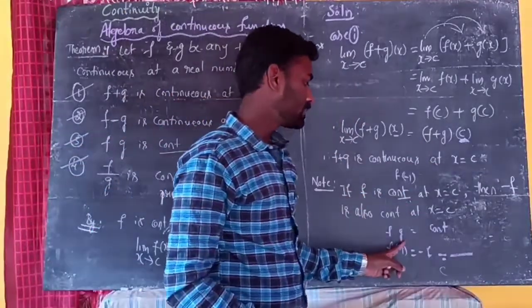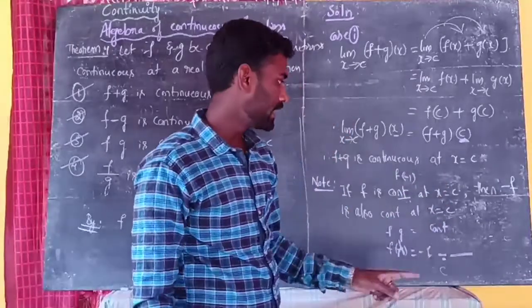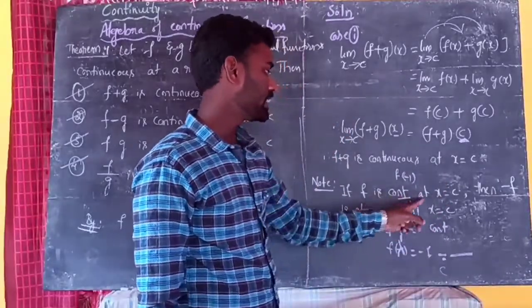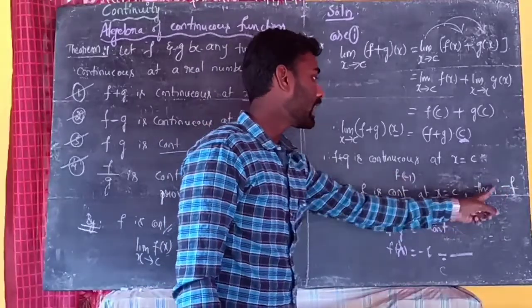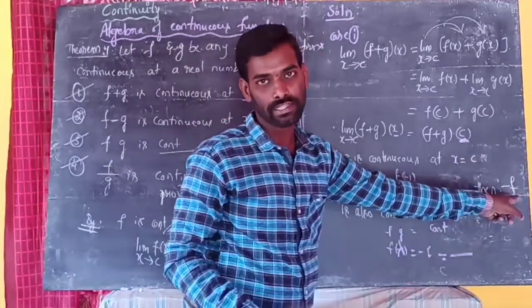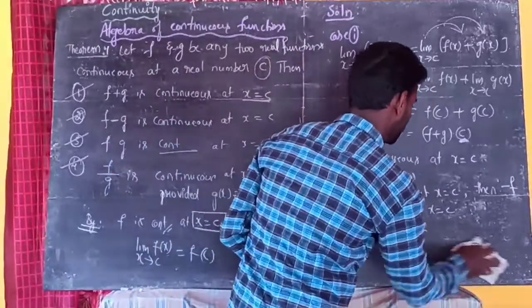Here, for example, in place of g I will consider lambda. Then if f is continuous at x equal to c, then lambda into f is also continuous at x equal to c. Okay, that is one case. Next one.